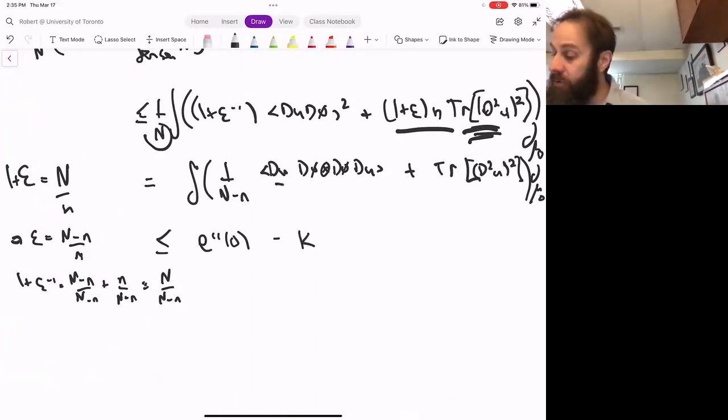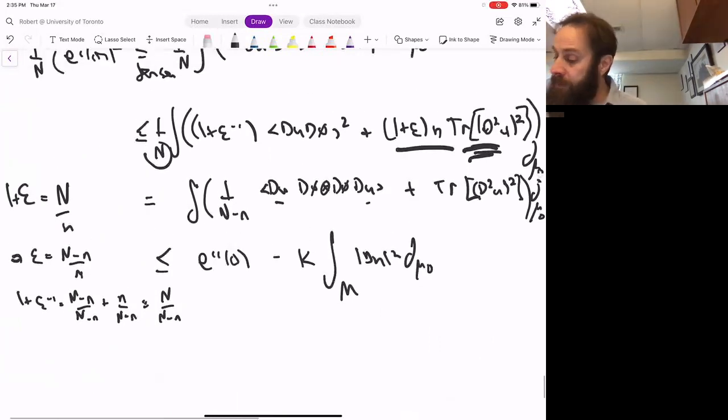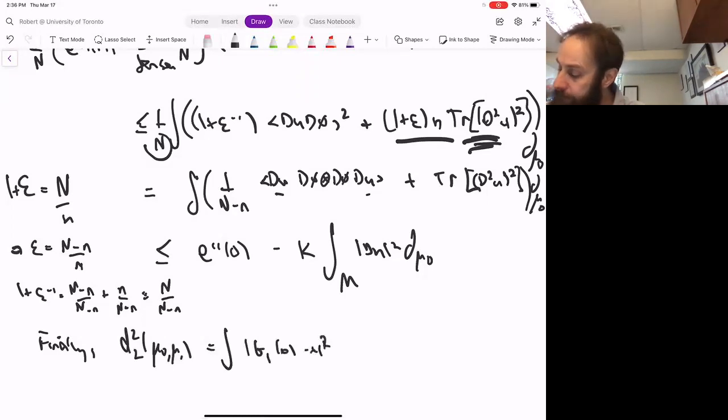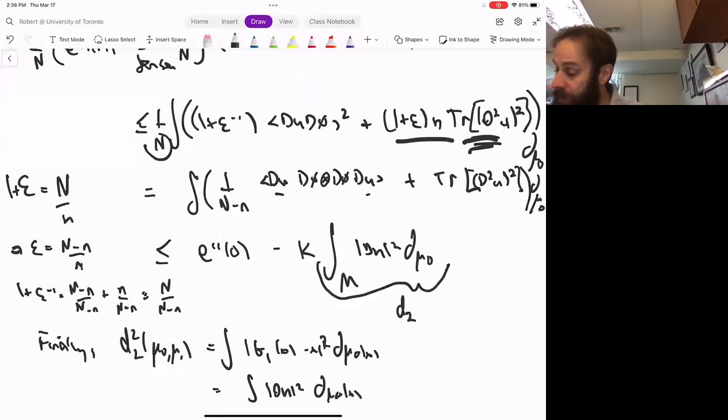And the K should be sandwiched between grad u and grad u. And so that's the integral of K grad u squared, d mu naught. And then the final thing to recall is that the D2 distance squared between U1 and U0 is basically the integral of, let's say, G1 of x minus x squared, d mu0 of x. And G1 is x plus grad u, so this is the integral of grad u squared, d mu0 of x. And so this term here is exactly what we want it to be.